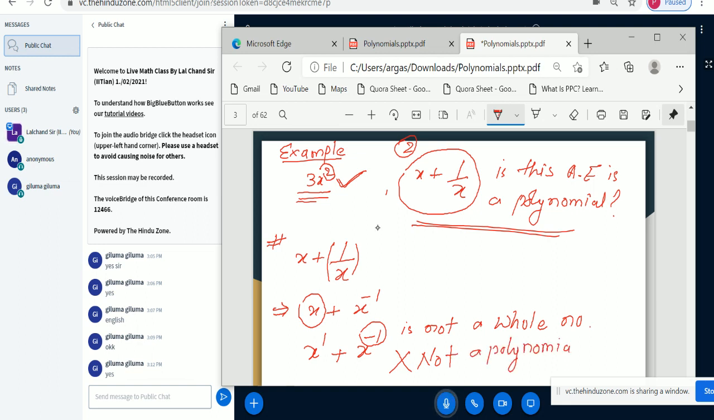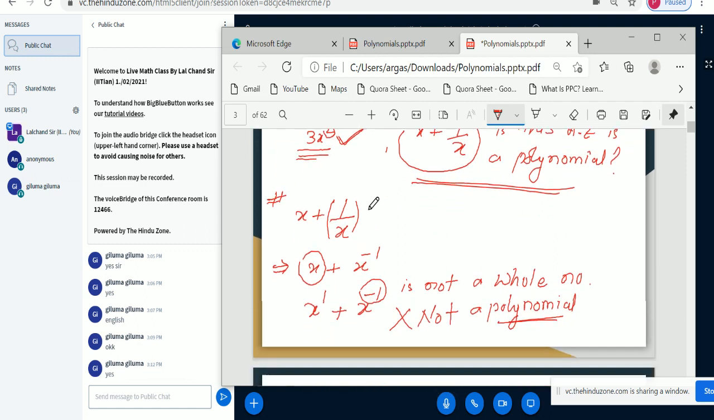The basic condition for a polynomial is that the exponent should be a whole number. So here the power is minus 1. Minus 1 is not a whole number. So it's not a polynomial. Okay. Understood that?